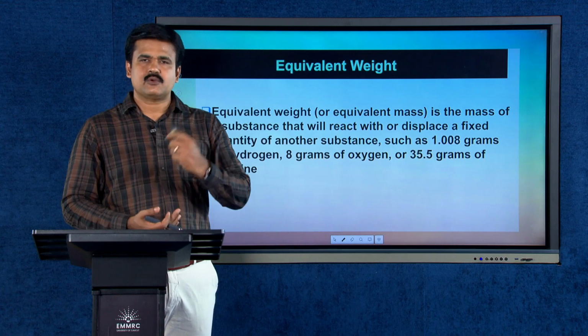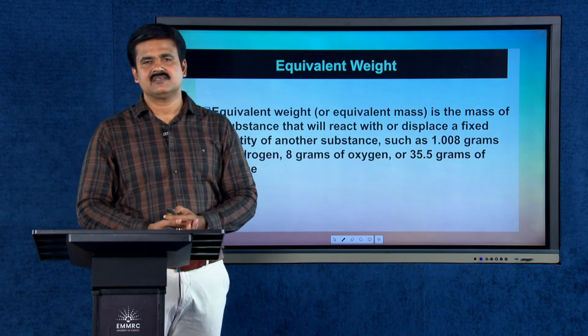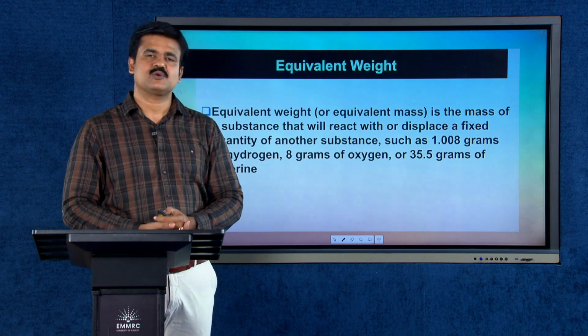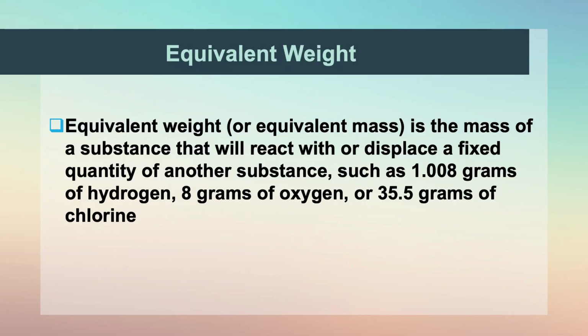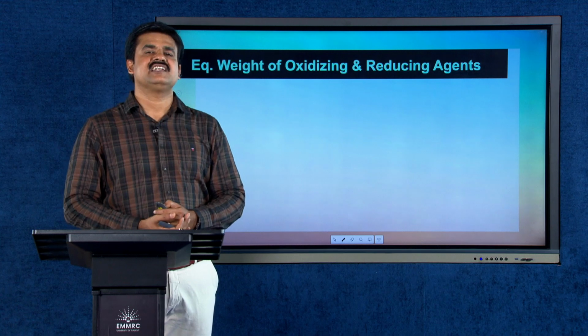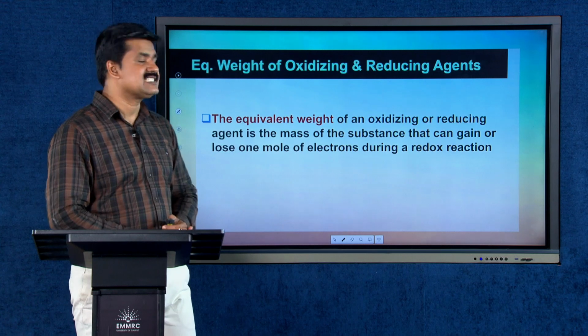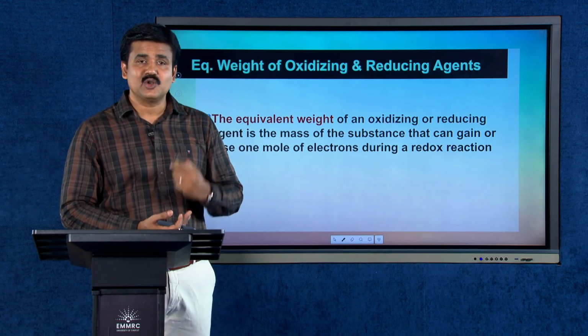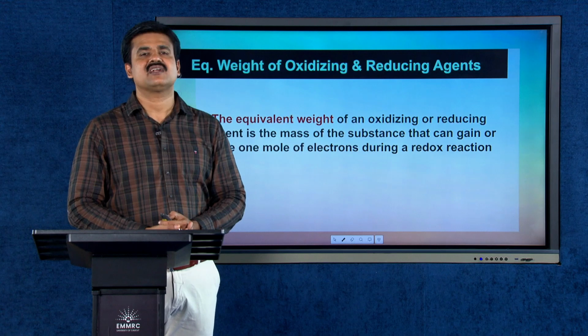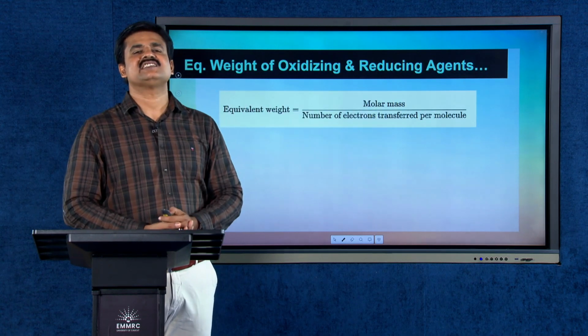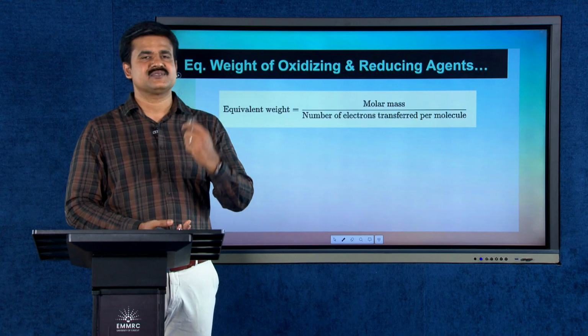Now, some equivalent weight calculations. Equivalent weight or equivalent mass is a very popular thing as far as qualitative as well as quantitative analysis is concerned. Equivalent weight is the mass of a substance that will react or displace a fixed quantity of another substance, such as 1.008 gram of hydrogen, 8 gram of oxygen, and 35.5 gram of chlorine. This is very important. That is nothing but equivalent weight of oxidizing agent and reducing agent. The equivalent weight of an oxidizing or reducing agent is the mass of the substance that can gain or lose 1 mole of electron during a redox reaction.